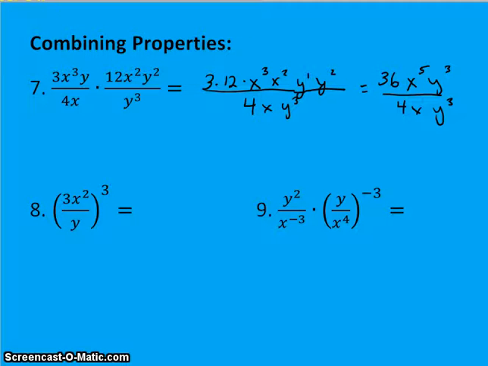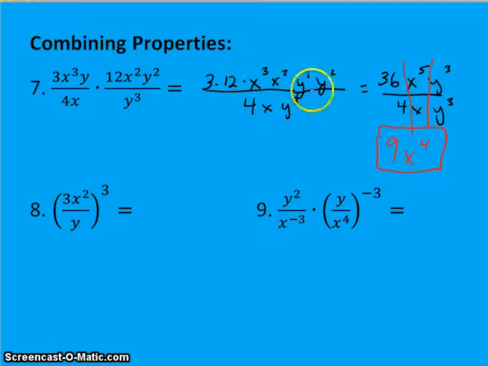Now this is a little different. What we have here is really, we're going to treat this as 3 separate problems. Right? We're going to do 36 divided by 4, which is 9. We're going to do x to the fifth over x, so they have the same base. We're going to subtract 5 minus 1, x to the fourth. And here, x to the third over x to the third, so 3 minus 3 is 0, y to the 0 is just 1. So my final answer is 9x to the fourth.